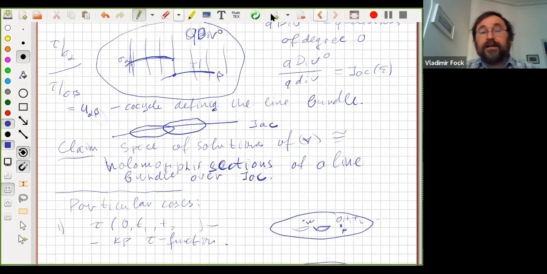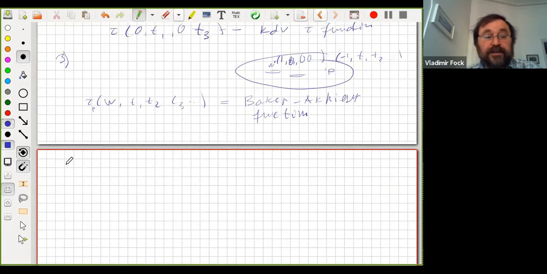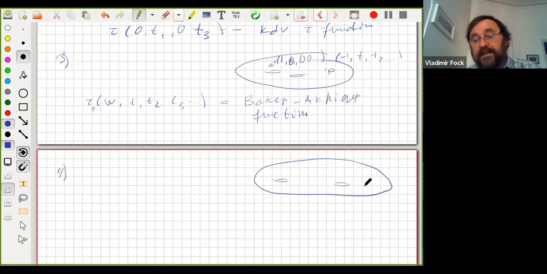And finally, perhaps I'll write the formula, which is, well, I have not much time, but nevertheless, I always want to write it. So number 4, this is a situation when you have a surface and finitely many points, but without t's. So you just have a collection of points P1, etc., Pn, and you can ask what is the tau function for ordinary divisors, not quasi-divisors, in the particular case where all t's are zeros. So here you have K1, K2, etc., Kn. So you have tau of P1, K1, etc., Pn, Kn.